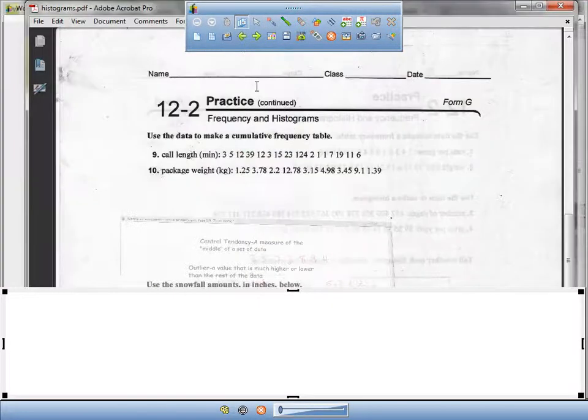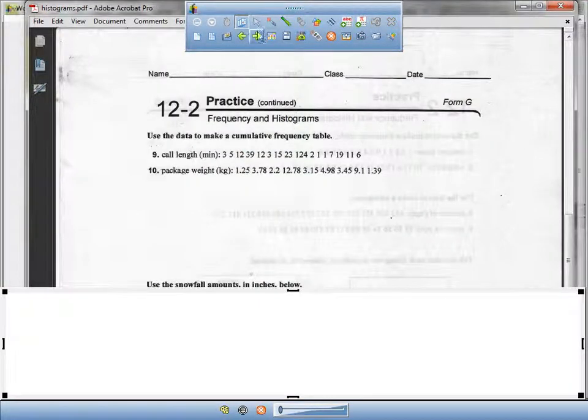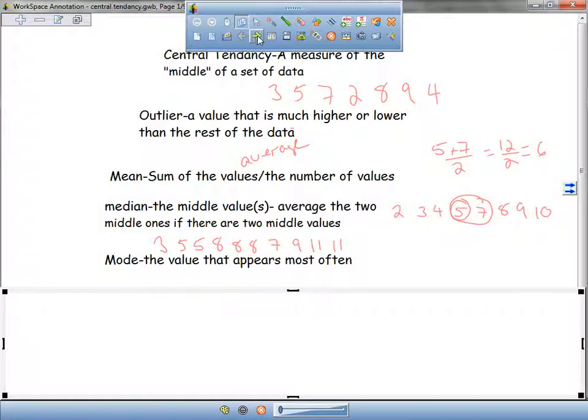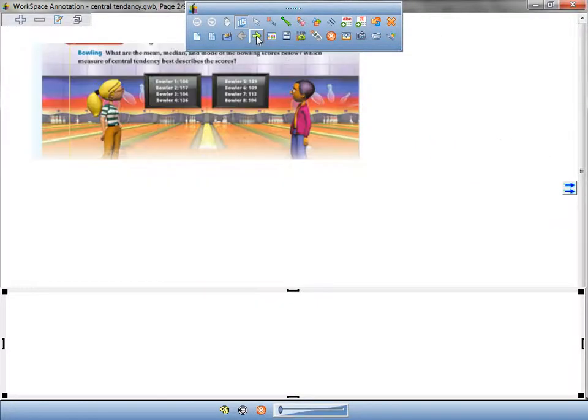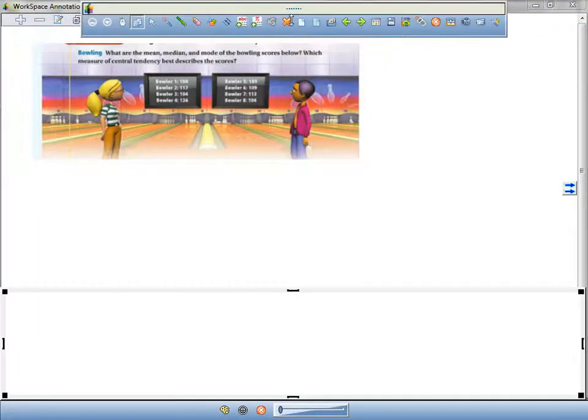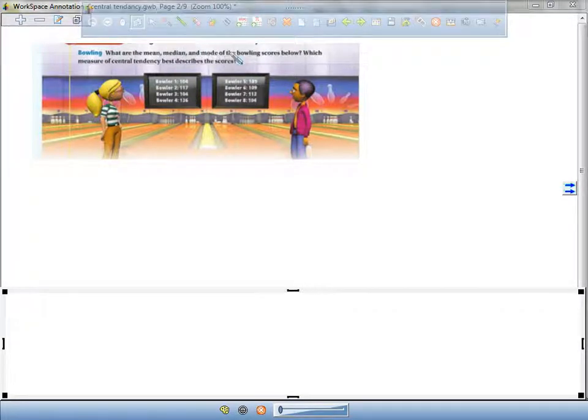All right. So now, I don't want to show you that. I want to go on to my next page, which is, can you see that? Not really. So this I cut and pasted from the new book. See these nice pictures you get in the new book? It says bowling. What are the mean, median, mode of the bowling scores below?